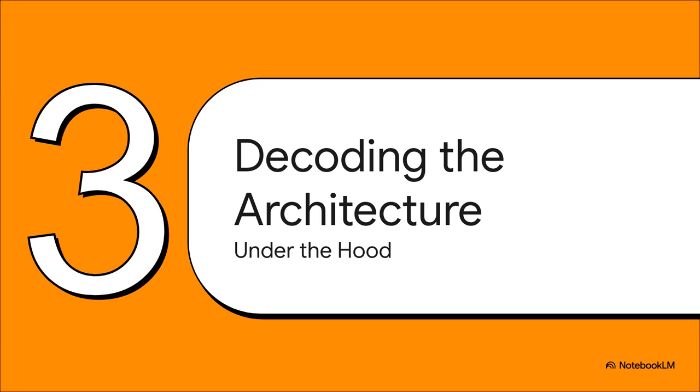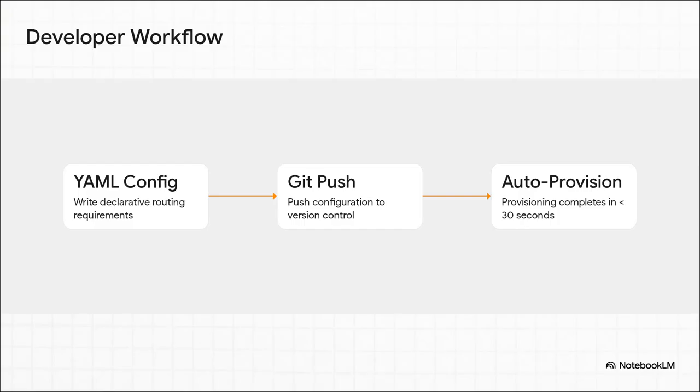Section 3. Decoding the architecture. Let's look at a day in the life of a developer workflow here. Step 1. You write a simple YAML config file, maybe defining an API route that needs a specific JSON web token. Step 2. Standard Git push.